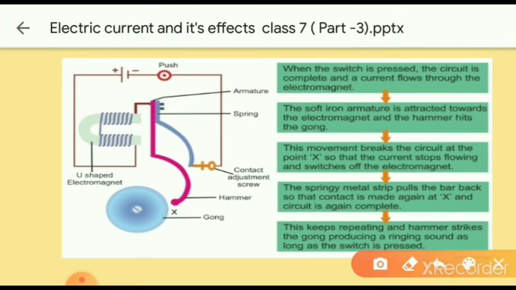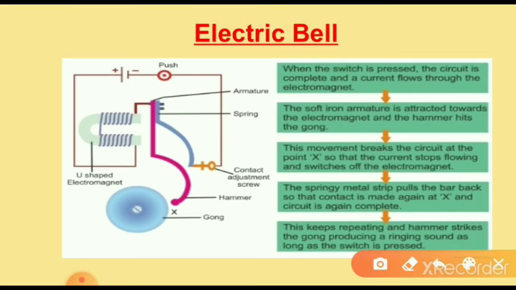Another activity on the electric bell. We have clearly discussed the working step by step. Here is the first step, when the switch is pressed. When the switch is pressed, the circuit is complete, which means the current flows through the electromagnet.